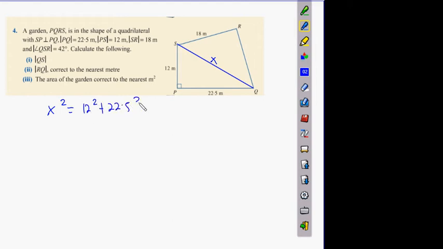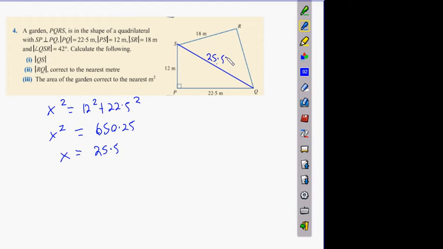What do you get when you put that in the calculator, Sam? 650.25. And when you square root it? 25.5. So lads, this length here is 25.5. Upon completion of that, what is the next thing we need to do? Find RQ. We're going to try and find RQ to the nearest meter.